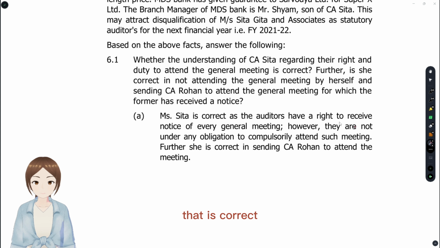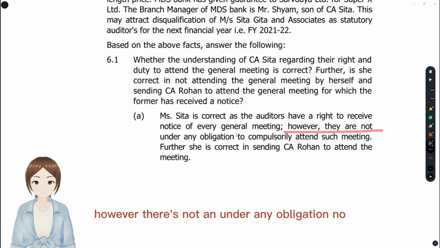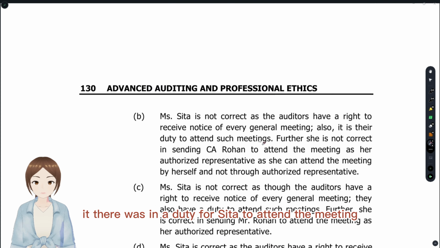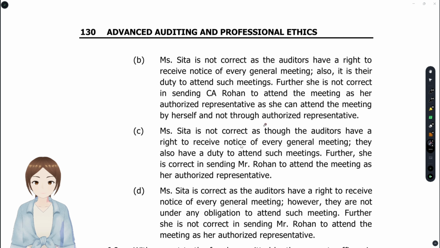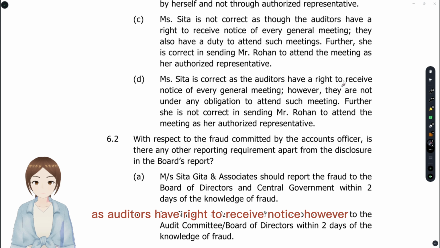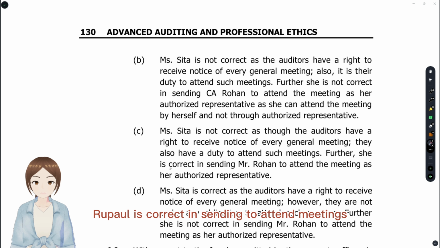So Sita is correct, as auditors have the right to receive notice. However, they are not under any obligation to attend such a meeting. Further, is she correct in sending Rohan? Yes, she is correct in sending him to attend the meeting as an authorized representative.